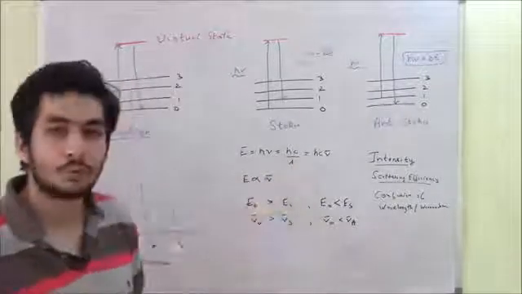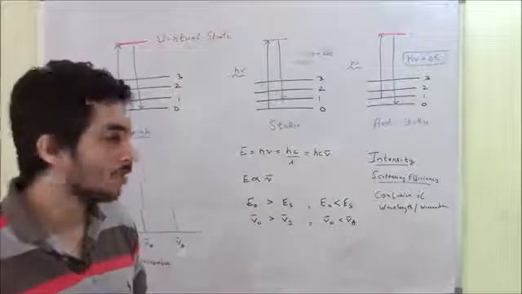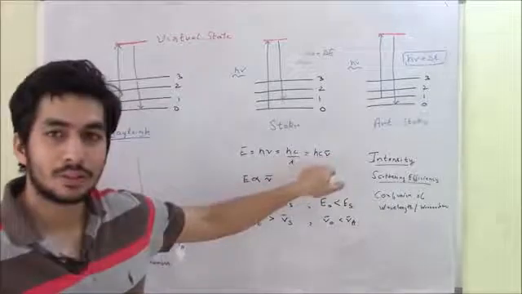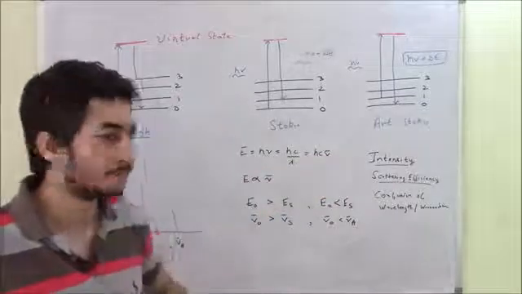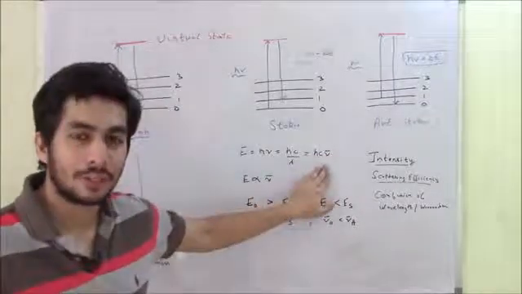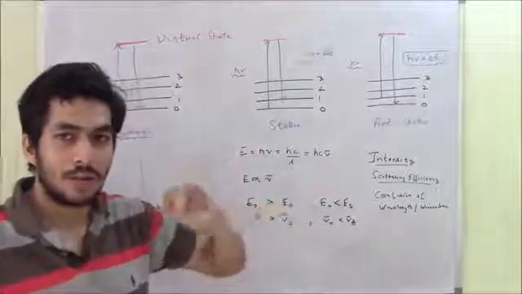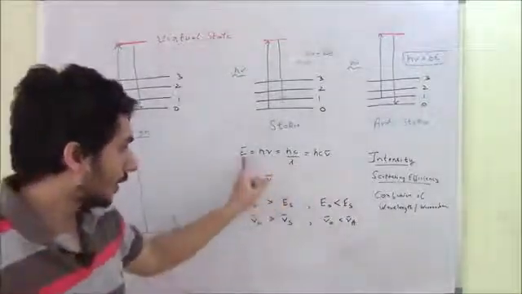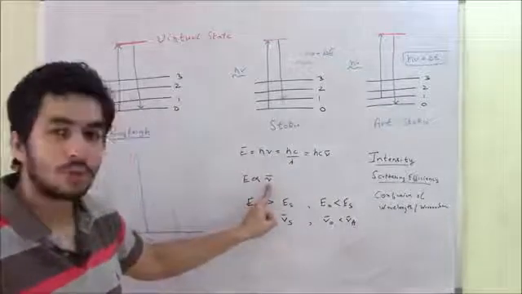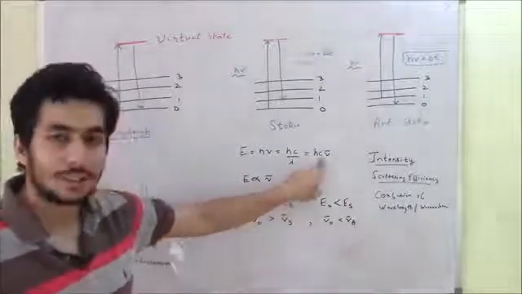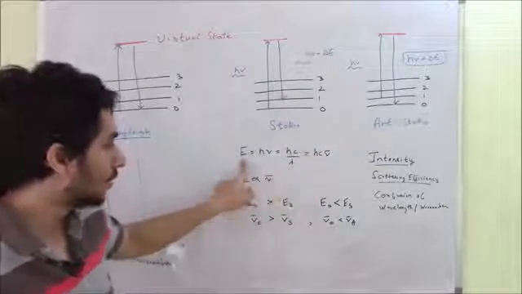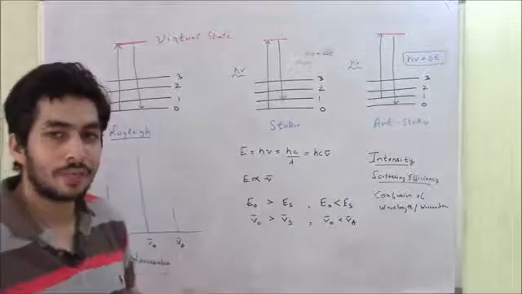So 1 by lambda is equal to the wave number, so we can write this as hc ν̄. This is how you represent wave number, ν̄ bar over the ν, right? Now out of this, energy is directly proportional to wave number, because c, the speed of light, and h, Planck's constant, are both constant, so the energy is directly proportional to the wave number, right?